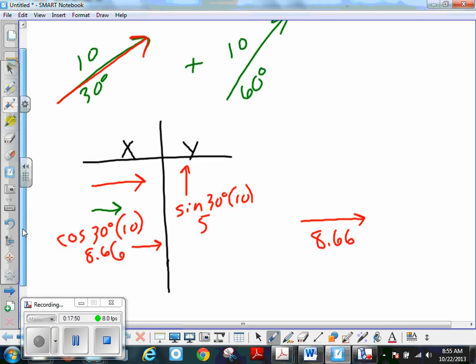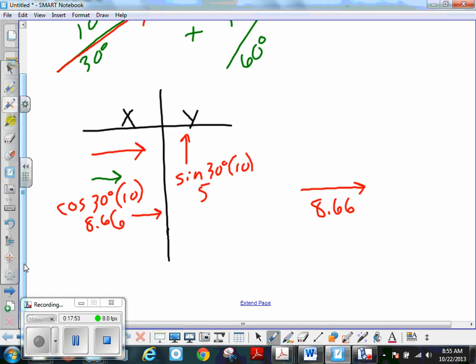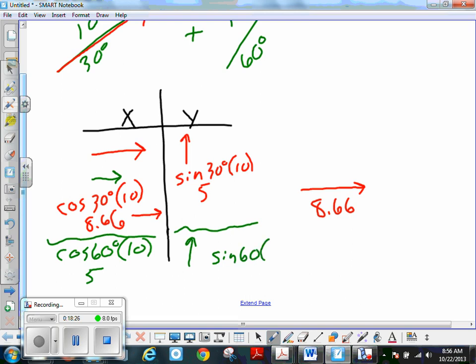And then if I look at the y part of the, well, that was the y part of the red one. If I look at the x part of the green one, I'm going to have to do cosine of 60 times 10, and that's going to equal 5. And the y of the green one is going to be sine of 60 times 10, and that's going to equal 8.66.